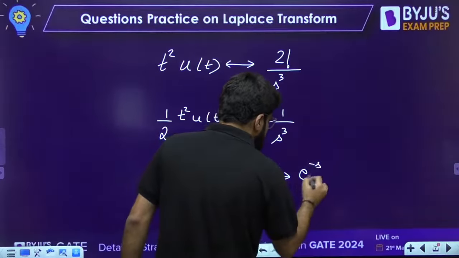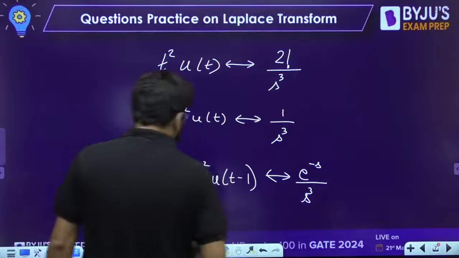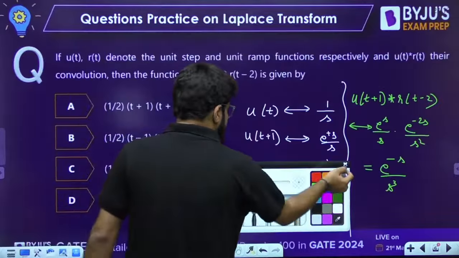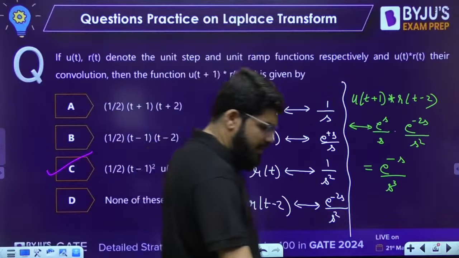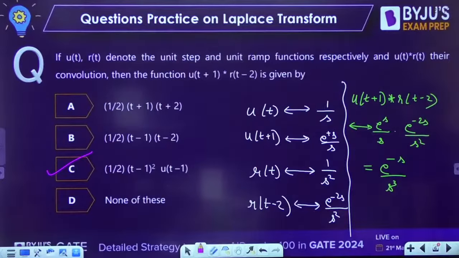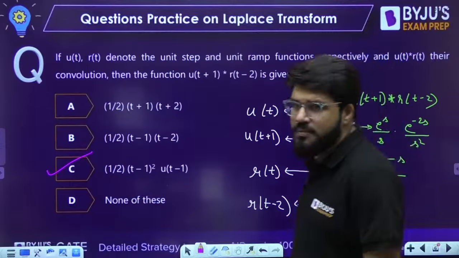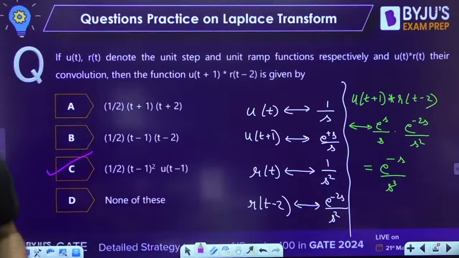s is divided by s cube. E power minus s is divided by s cube. Half of t minus 1 whole square u of t minus 1. Option number C.